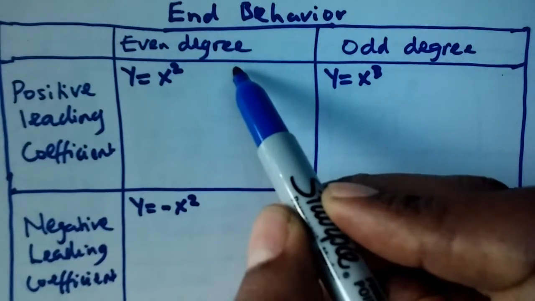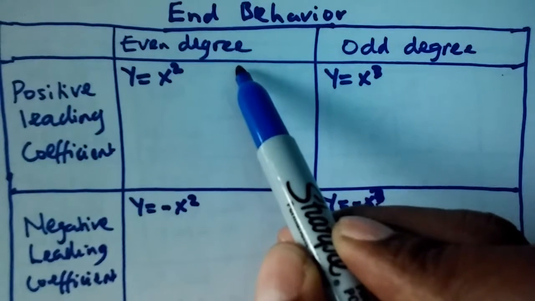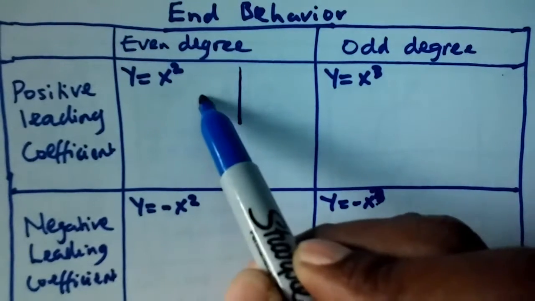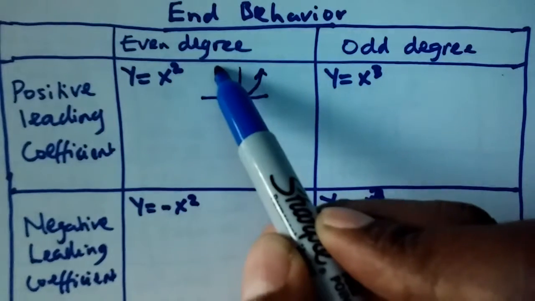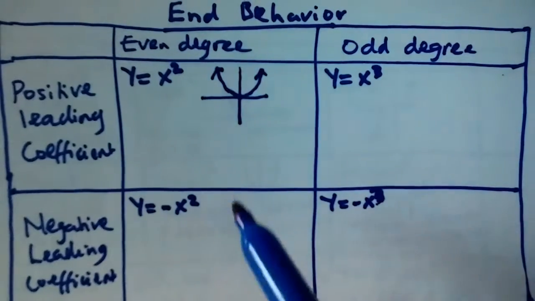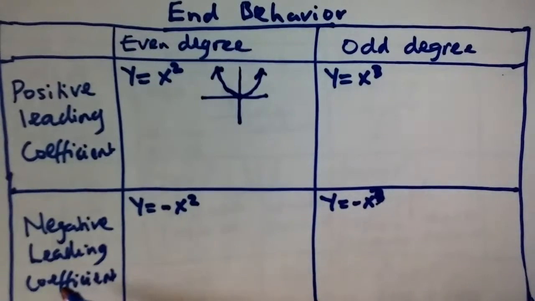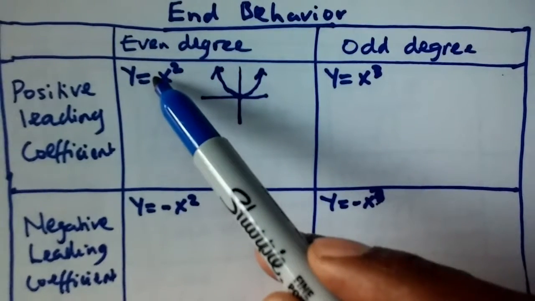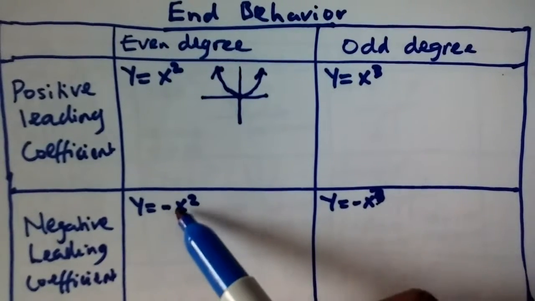memorize. So I will encourage you to just know that the graph of y equals x squared is just a basic parabola, with two branches both pointing up like that. Now, when you have a negative in the front, it's called a negative leading coefficient. Here is a positive leading coefficient because there's no negative in the front, so it's not reflected. This is a reflected graph with a negative leading coefficient.